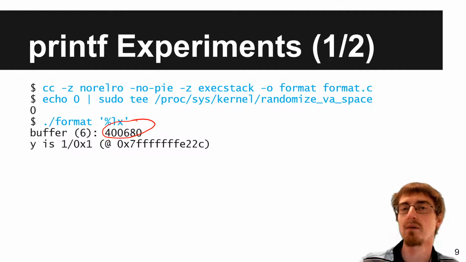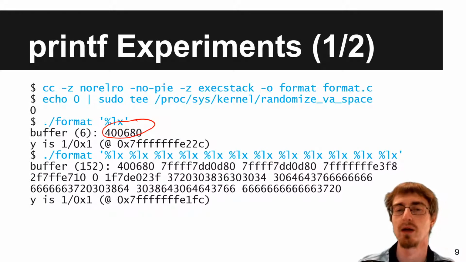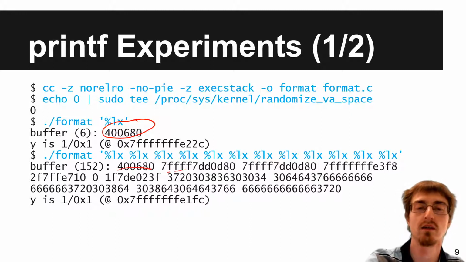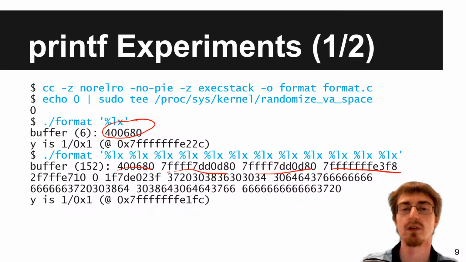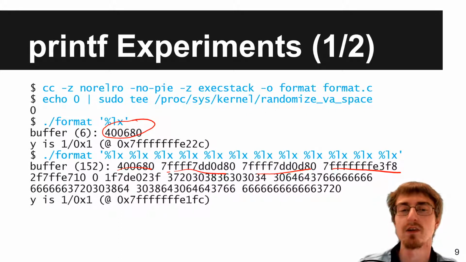So let's see what happens if we add some more parameters. We now added a whole bunch of %lx parameters to get a good idea of what is in the registers and what is on the stack that we might be able to use. Right, so we see a bunch of values printed. These all look like pointers, right? So the first one, the code pointer, and the others might be heap pointers, or library functions, or perhaps stack pointers. So let's take a very good look at the numbers that we see after this.